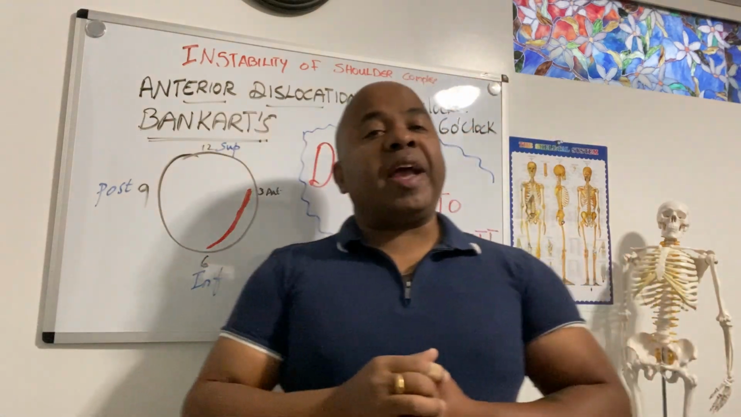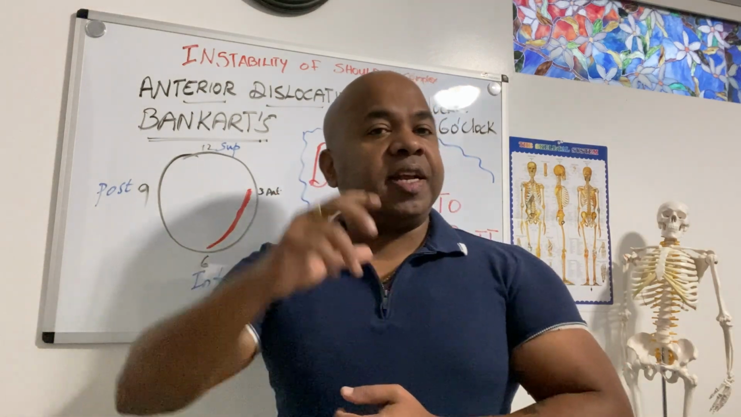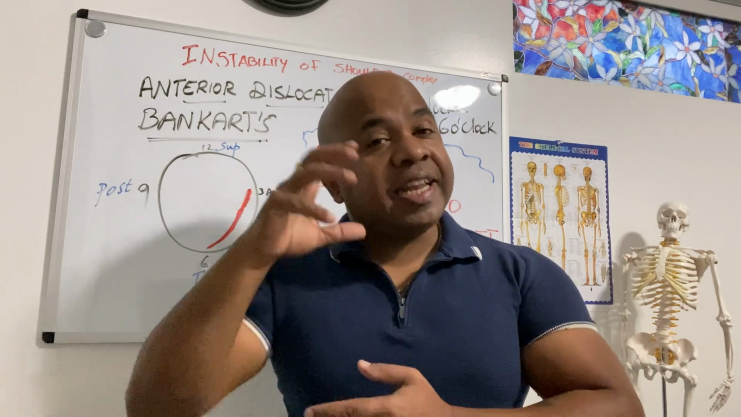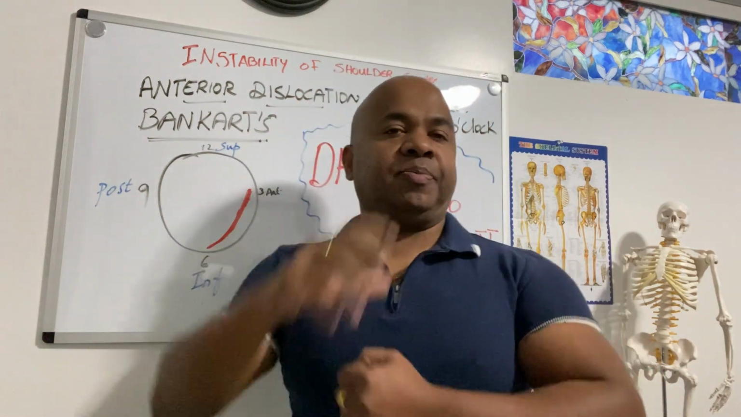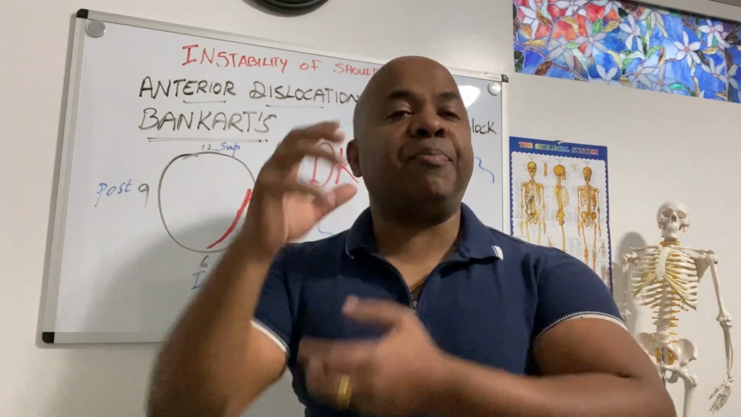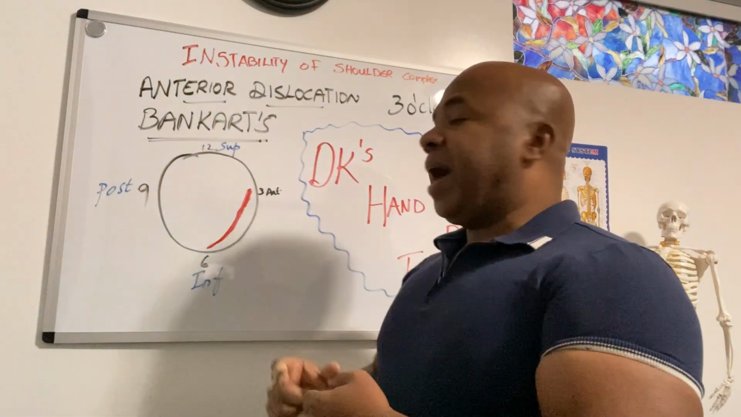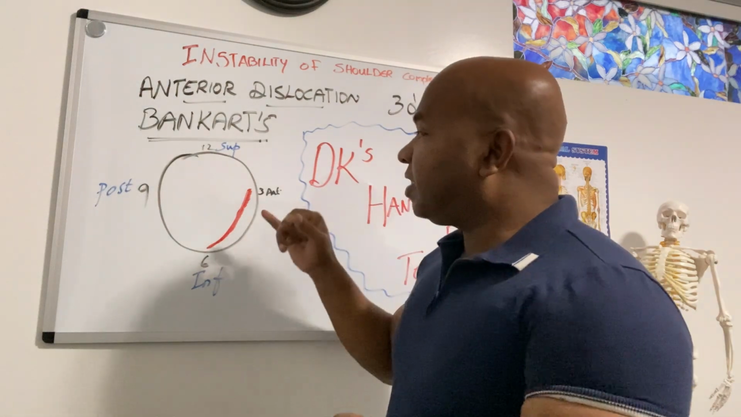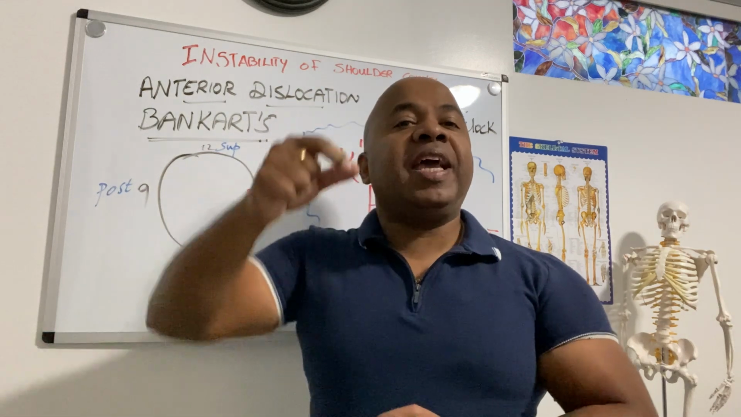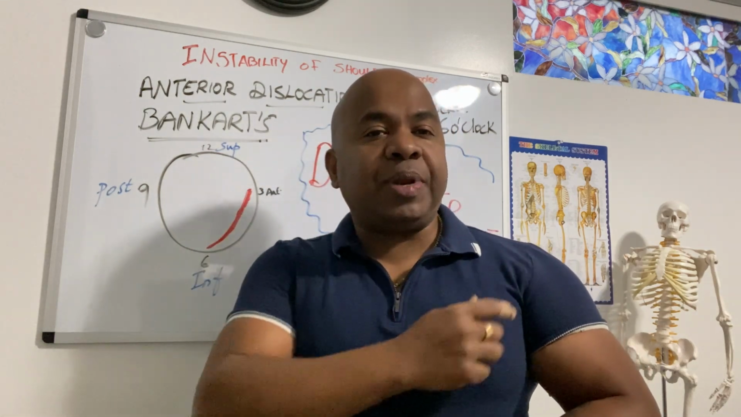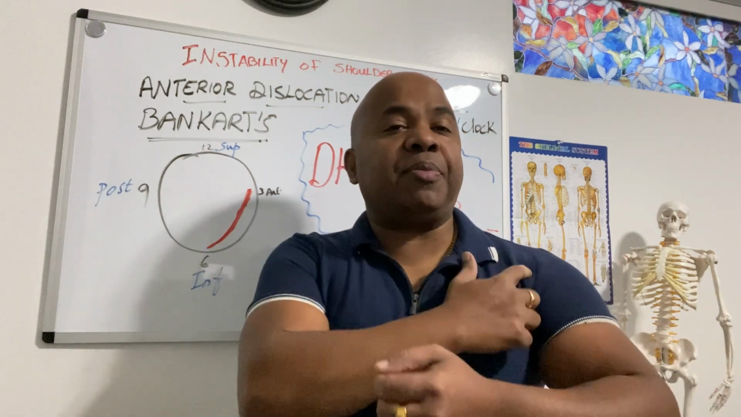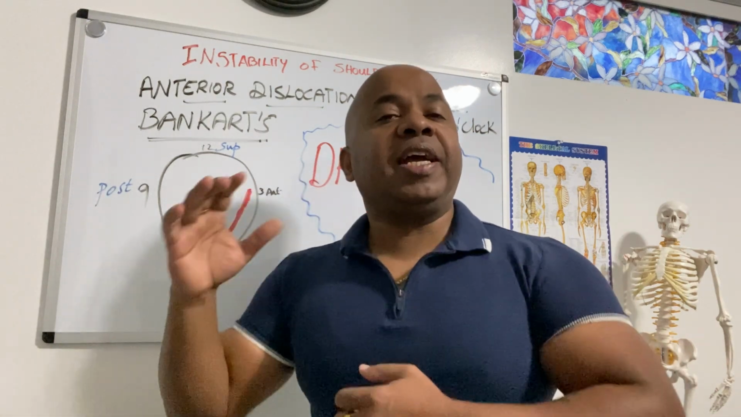So what is a Bankart's lesion? Bankart lesion is a complication of anterior dislocation of the shoulder where there is an injury occurring to the glenoid labrum. And which part of the glenoid labrum is affected in Bankart's lesion? The injury is happening to the anterior as well as inferior aspect of the glenoid labrum. The anterior inferior aspect of the glenoid labrum.